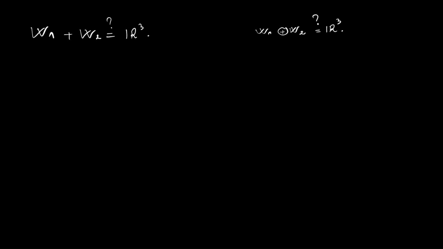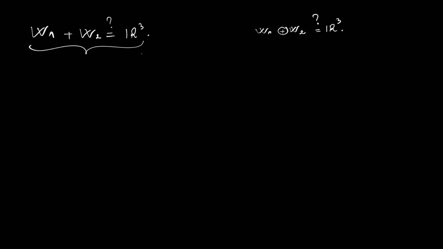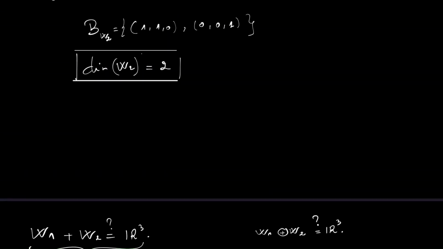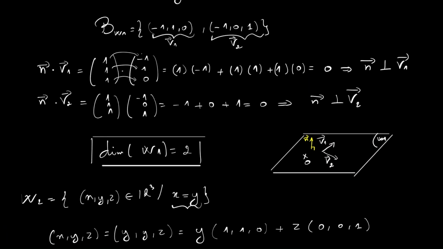In question 3, we have to show that W1 plus W2 equals R3. What is the sum of two subspaces? It is simply the space generated by the union of their bases. We have 4 vectors in total from our two bases, but we are in R3.